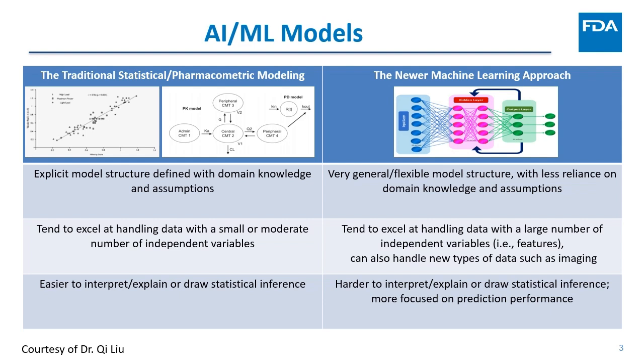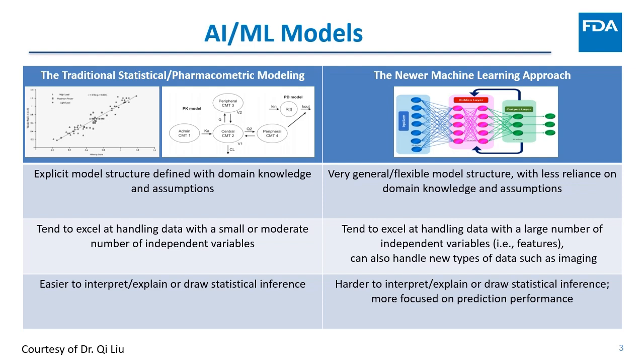Second, the traditional statistical or pharmacometrics modeling tends to excel in handling data with a small or moderate number of independent variables, while machine learning approach are good at handling data with a large number of independent variables. It can also handle new types of data such as medical imaging.